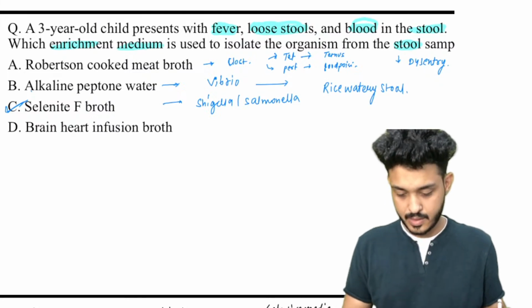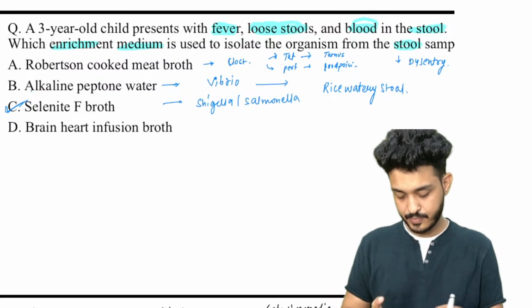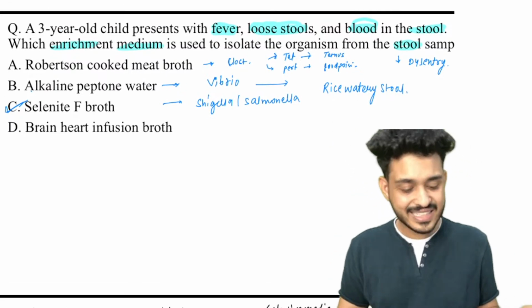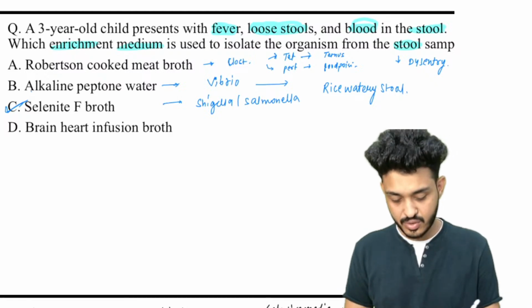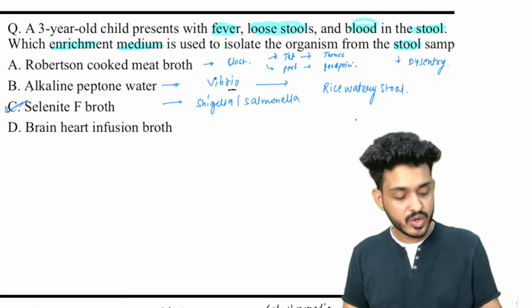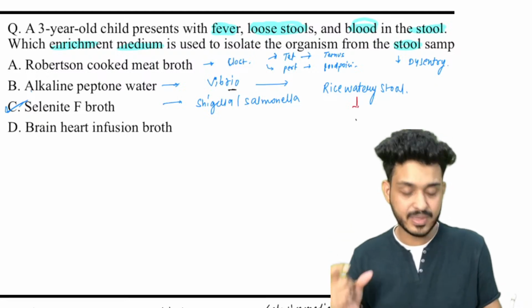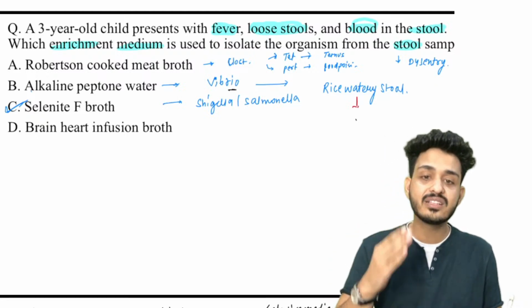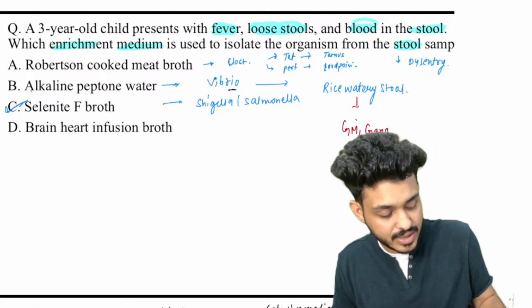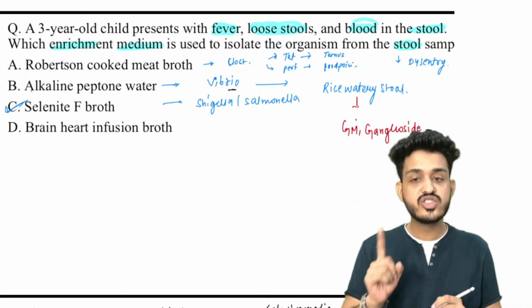Okay, fine guys. So now try to answer this one. So that would be your rice watery stool. Rice watery stool is a feature of Vibrio cholerae. One more question they ask about Vibrio cholerae is, which receptor will it bind to? That question is coming from physiology as well as from microbiology. It will be binding to your GM1 ganglioside receptors.